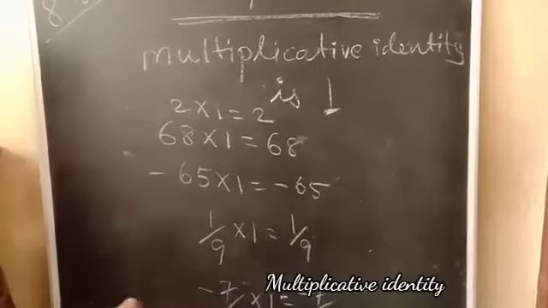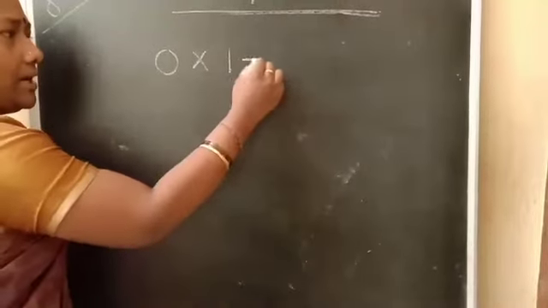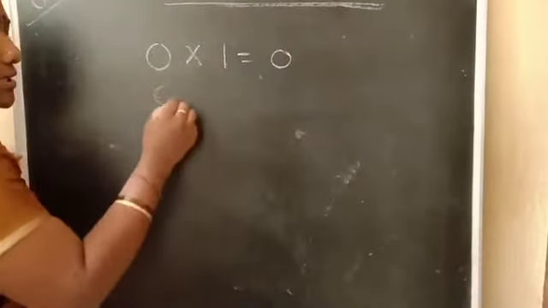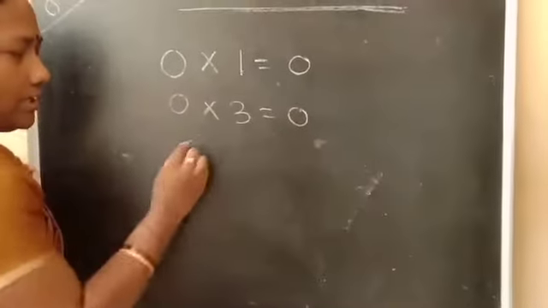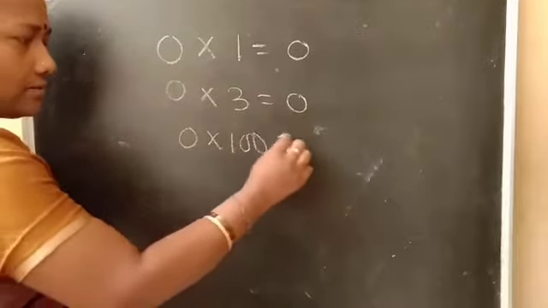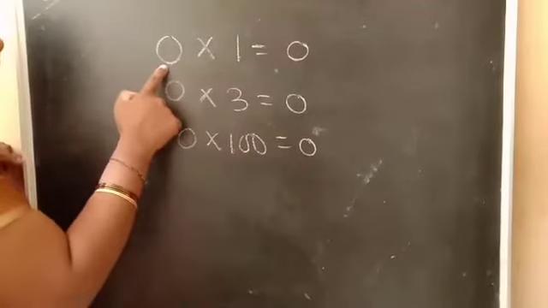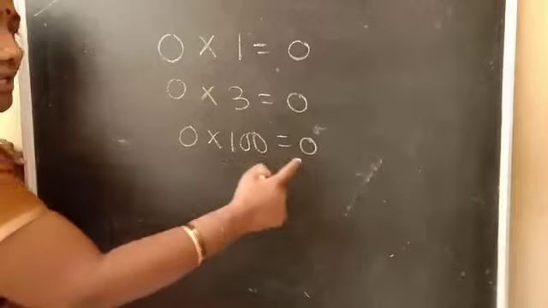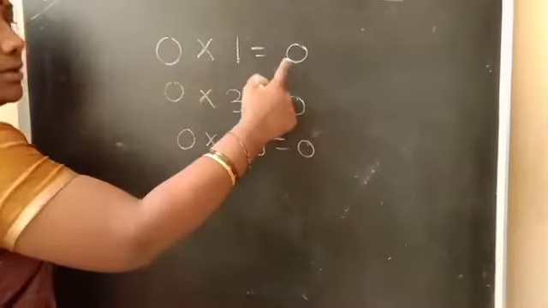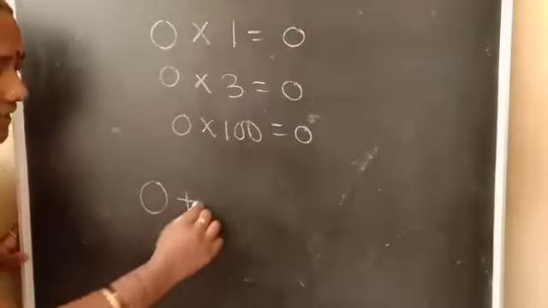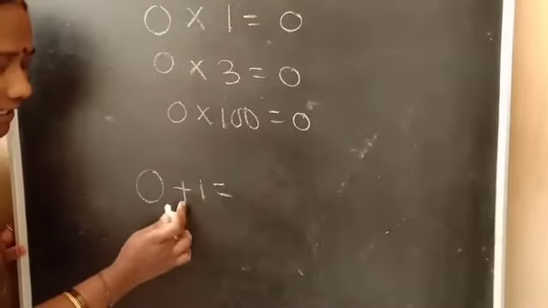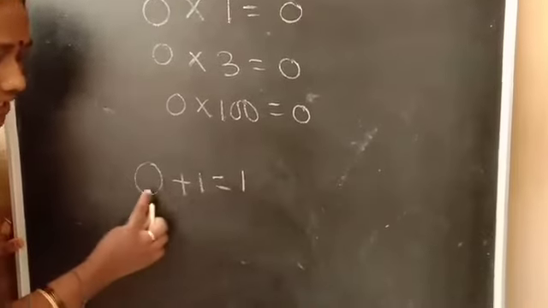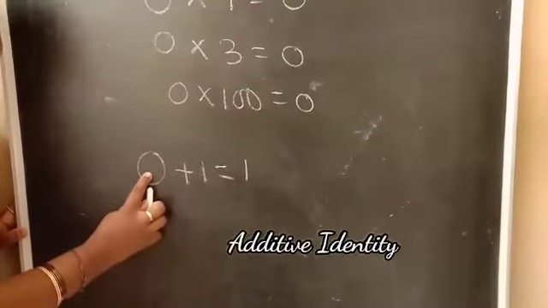Suppose in case of 0, if you multiply with any number, you will get 0. 0 into 1, 0. 0 into 3, 0. 0 into 100, 0. So 0, if you multiply with any number, your answer will be 0. But 0, if you add with any number, your answer will be the same. That's how 0 is the additive identity.